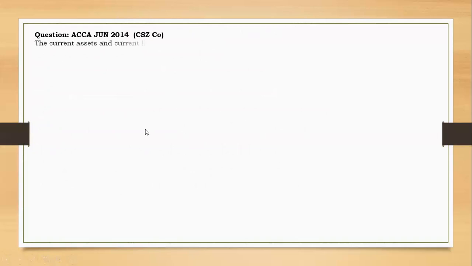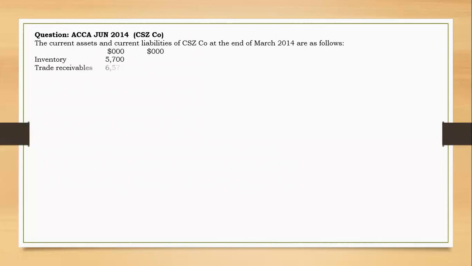The example says that the current assets and current liabilities of CSZ company, this is a CA question, at the end of March 2014 are as follows. These are the current assets and current liabilities, so you just have to take them down. We are given inventory of 5,700. Of course, the figures are in $1,000. Trade receivables, and then we are given the total of the current assets. And then you have trade payables, 2137. Overdraft, this is bank overdraft, 4682, and the total current liabilities, which is 6819.